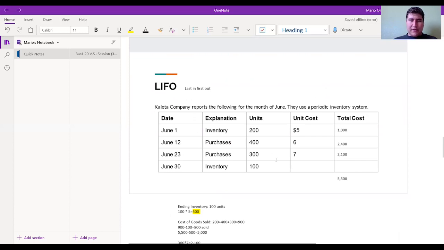But for LIFO, since you're using the latest purchase, let's say here we're in the middle of June, and I've been using this $6 cost to account for my cost of goods sold, but I do this 300 unit purchase, I'll be using this $7 cost instead, even though there are still units that have a $6 cost with them. But I don't think you have to worry too much about that for this class.